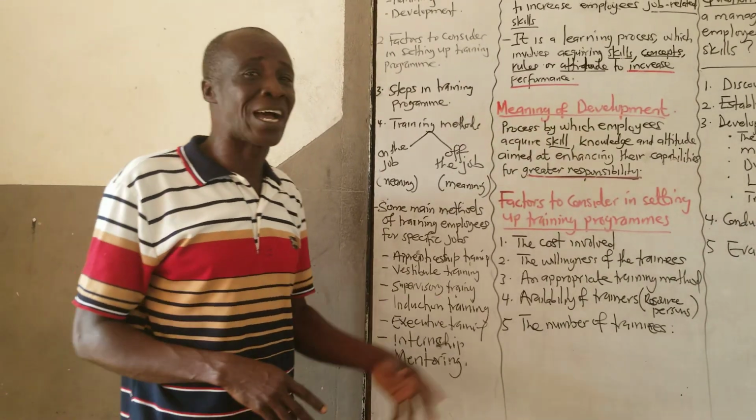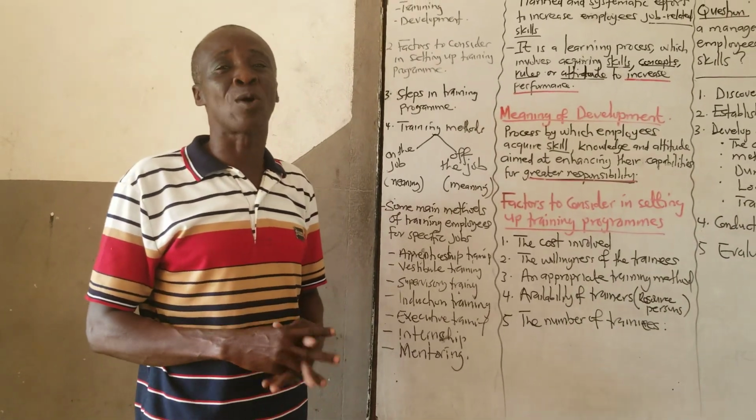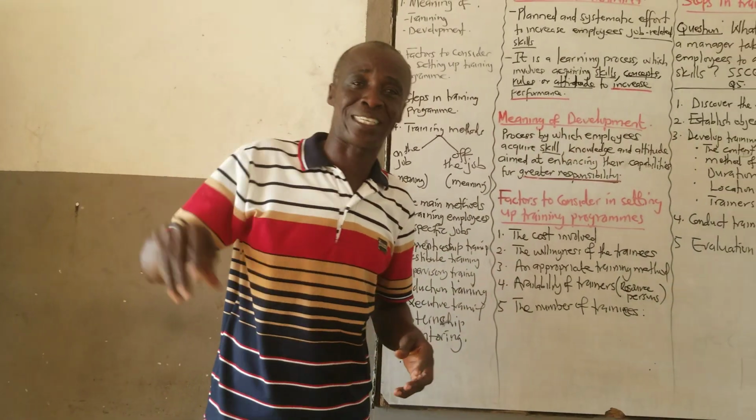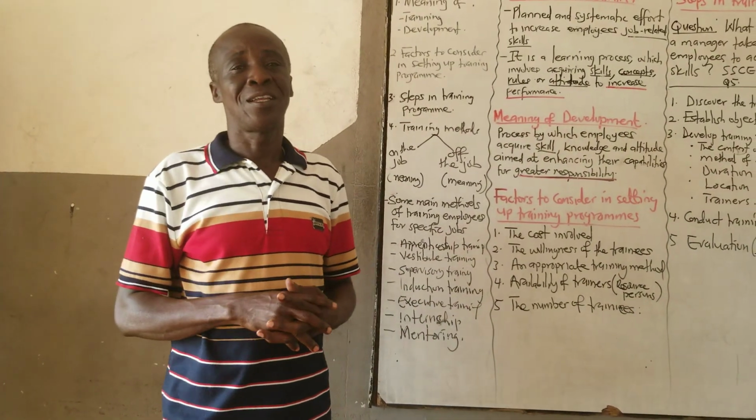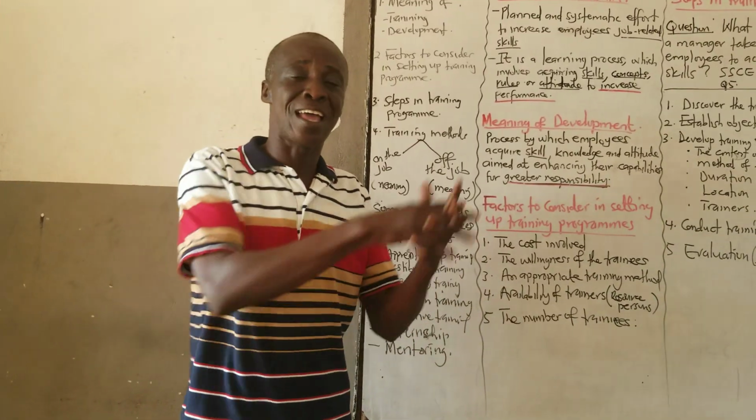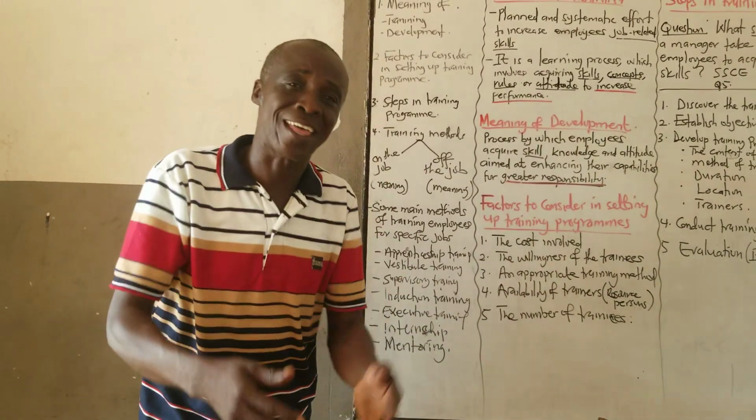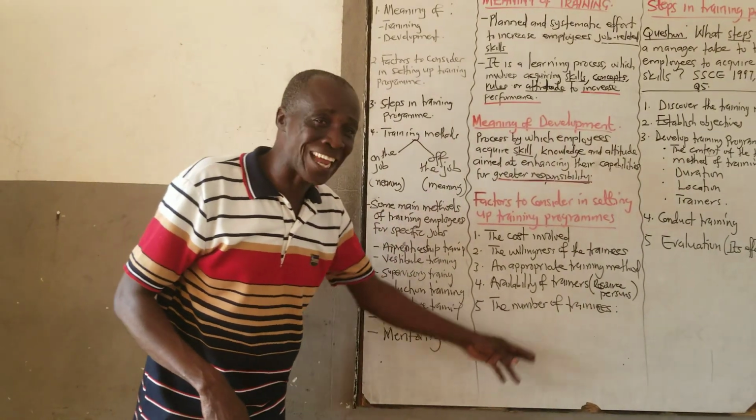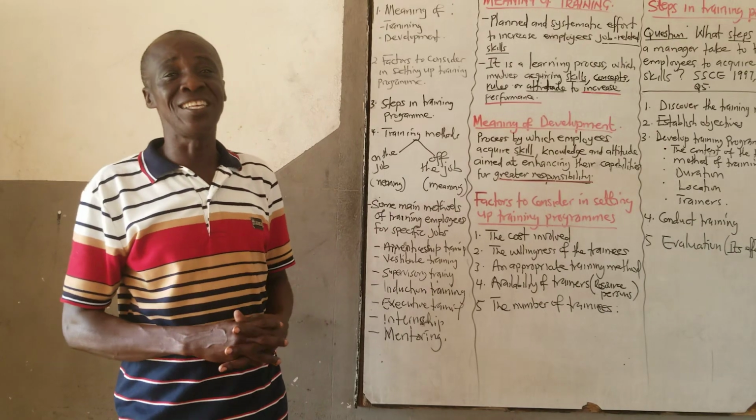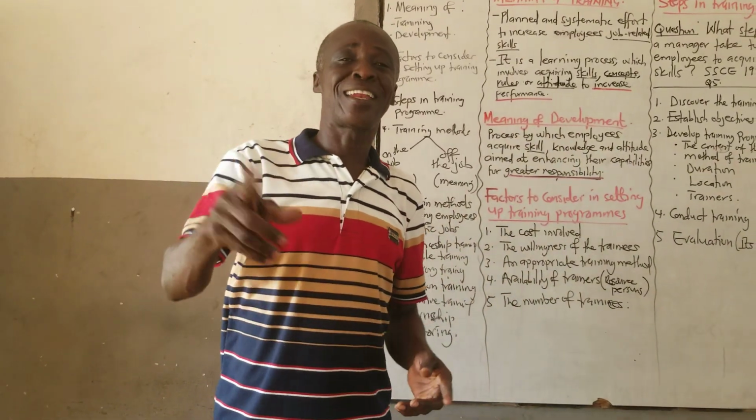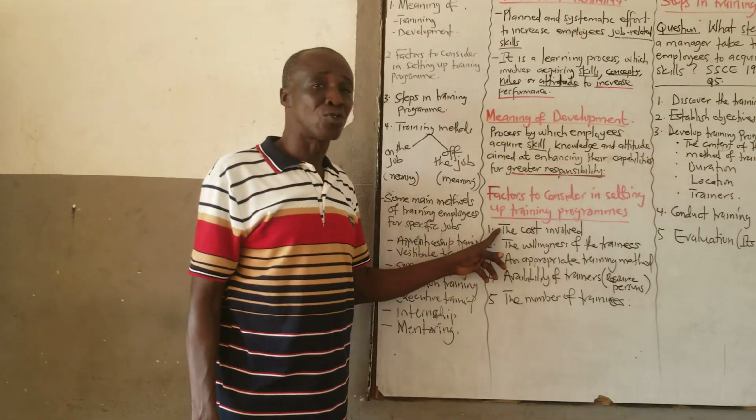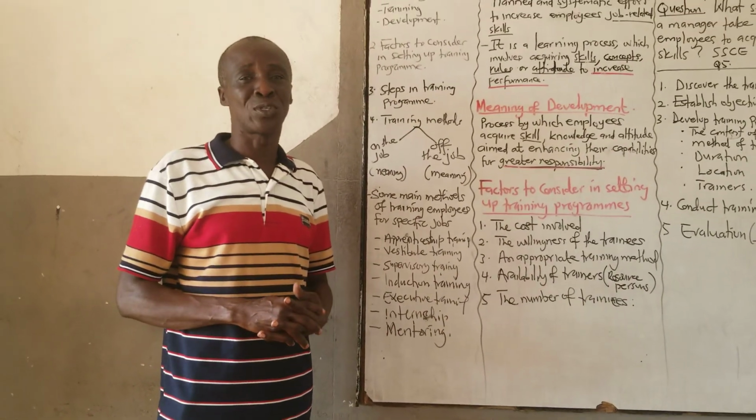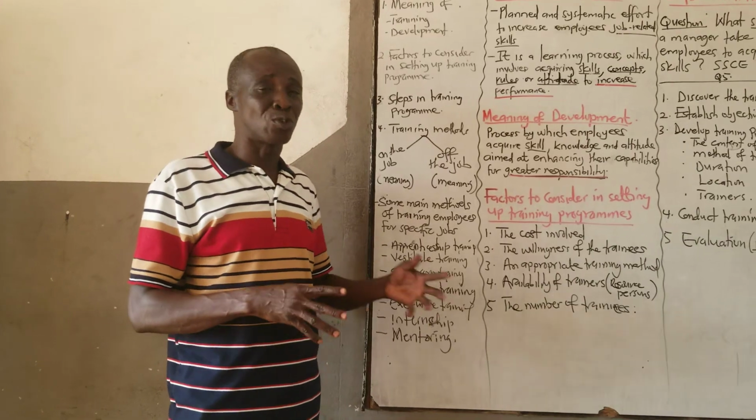Then the next one, you look at the availability of the trainer or trainers. Do you have the resource persons who are going to train the employees? Are they there? So you have to also look at that one. Then you also need to finally look at the number of trainees involved. The number will enable you to know the cost involved and even the method you are supposed to use. So it is very important for you to also look at the number.